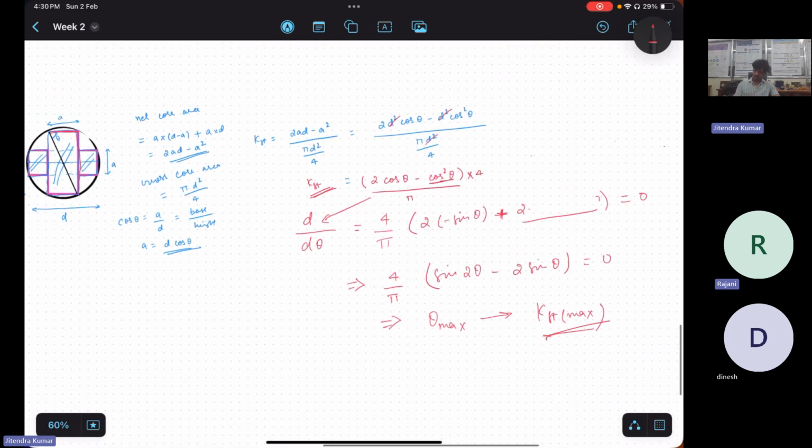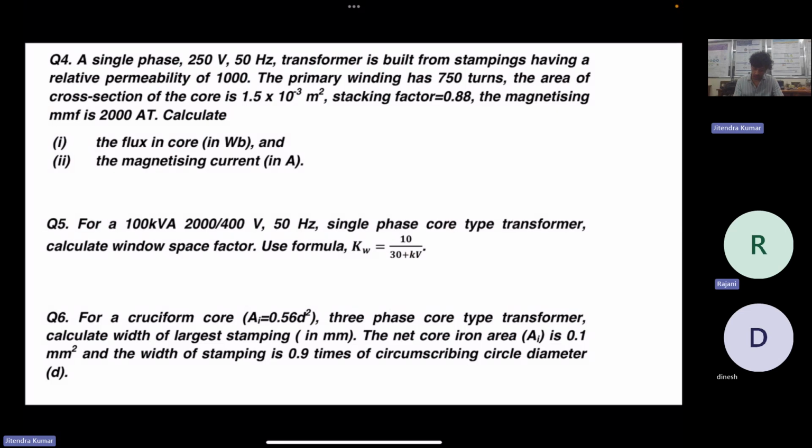If not, then we can move ahead with the further problems. So see, the fifth problem is quite straightforward. Here you need to calculate the window space factor, and you need to put the value of kV here. Which value of kV will you use? That should be the rating, the highest voltage, 2 kV. So you just plug in 2000 volt or 2 kV: 10 divided by 30 plus 2. That will be your answer for the fifth question.